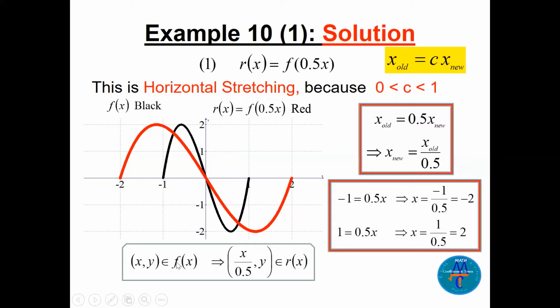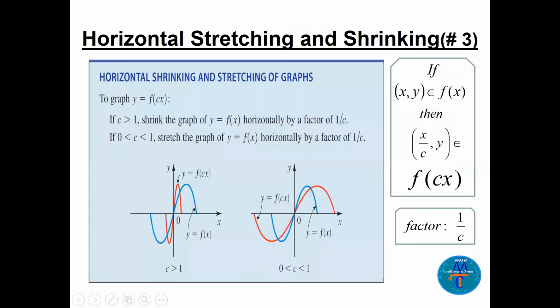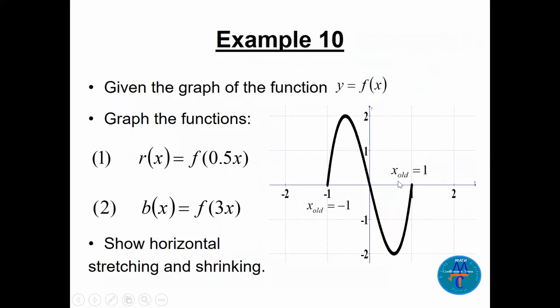See, x, y in f. Remember, this is the black, x, y in f. c is 0.5, so x over 0.5, because the formula here, the factor is 1 over c. So if you multiply x by c, you divide x over c, and y will stay the same here. If you have a number outside, you multiply the y by the factor outside.